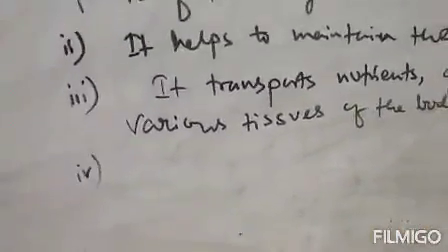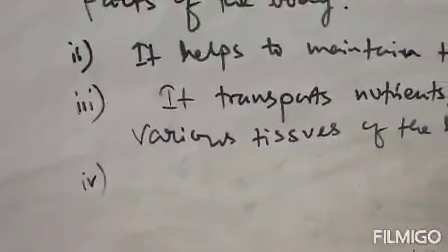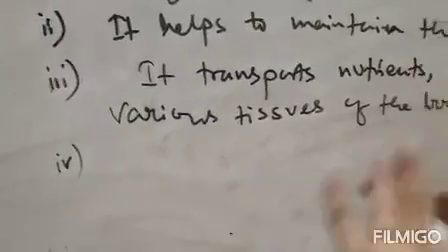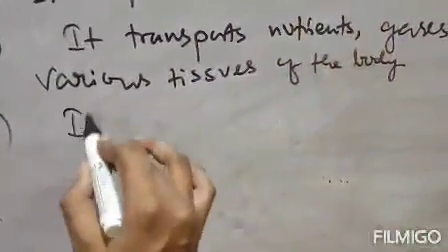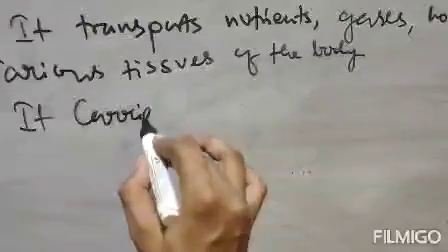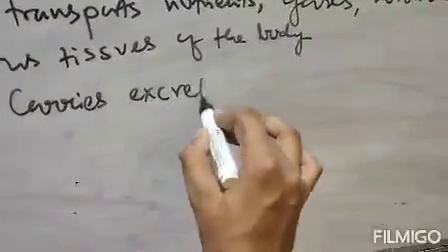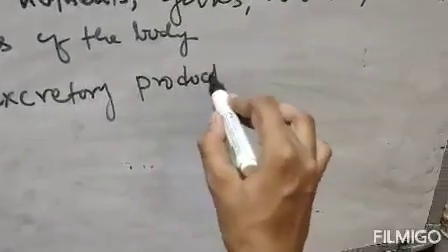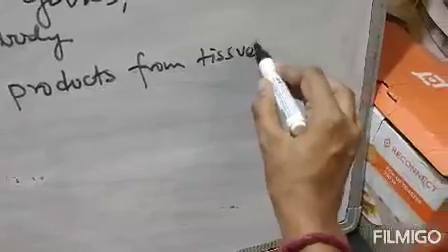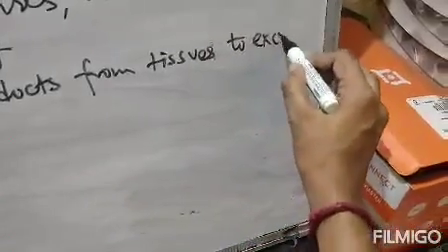Second function, or fourth point, will be it carries excretory products from tissues to excretory organs. Excretory organ means like kidneys. So it carries excretory products from tissues to excretory organs.